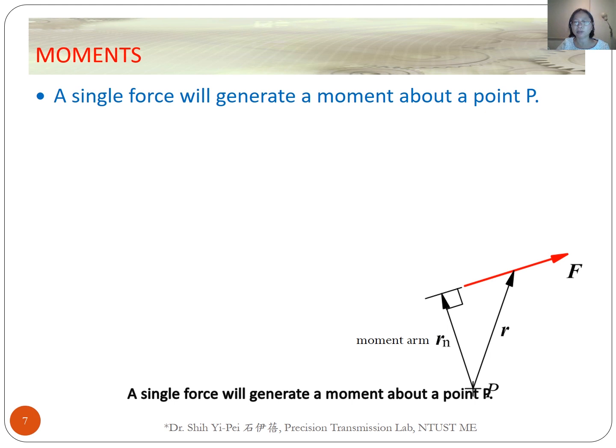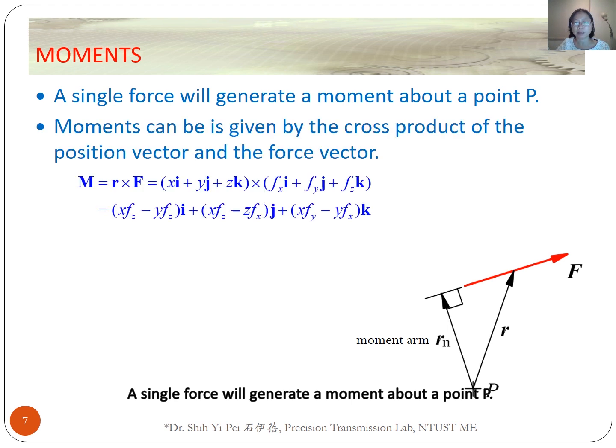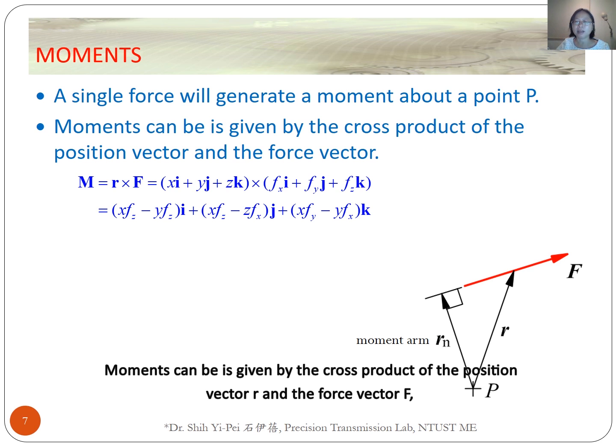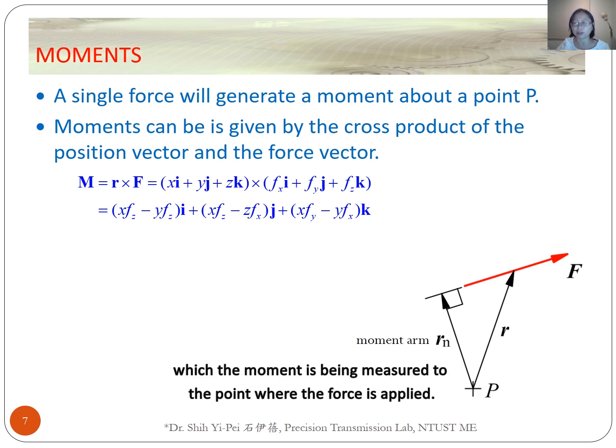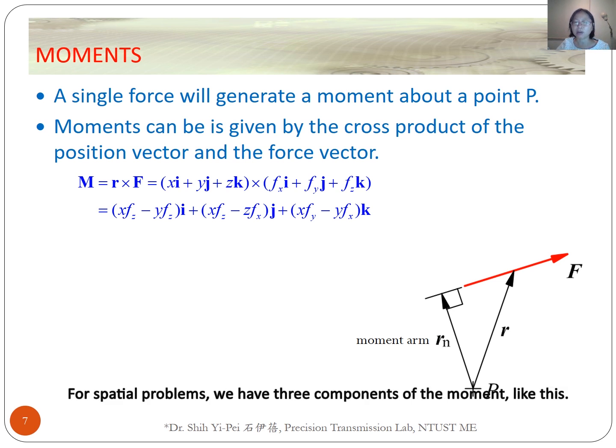A single force will generate a moment about a point P. The moment can be given by the cross product of the position vector R and the force vector F, where the position vector is a vector from the point about which the moment is being measured to the point where the force is applied. For spatial problems, we have three components of moment, like this.